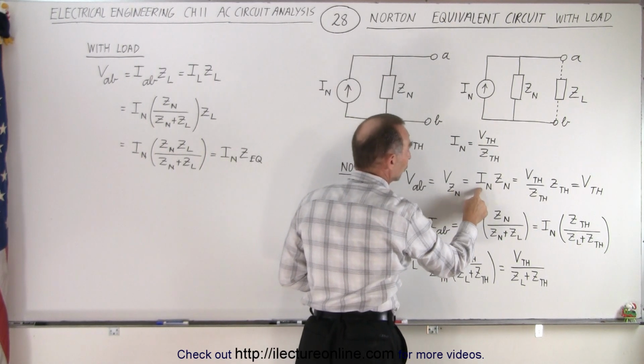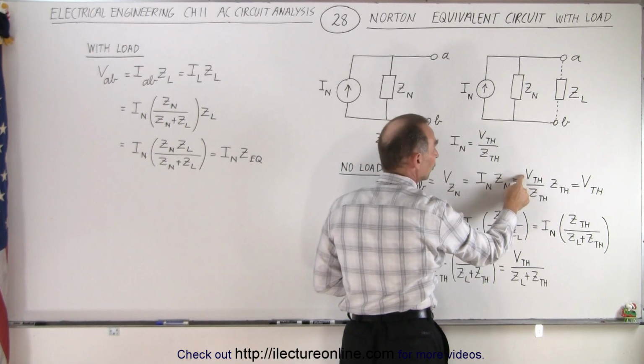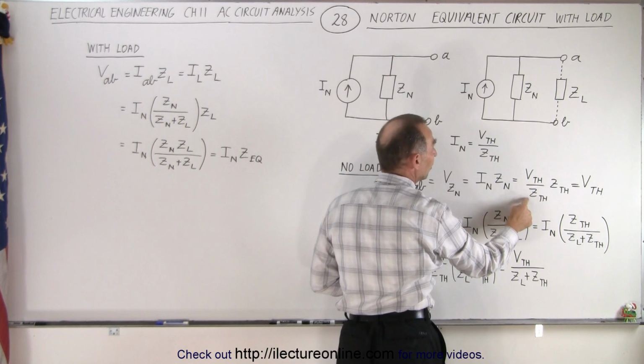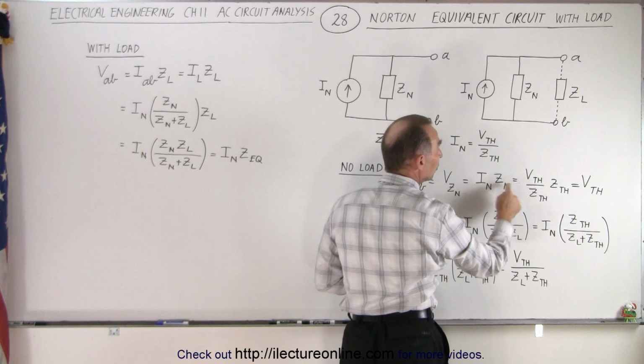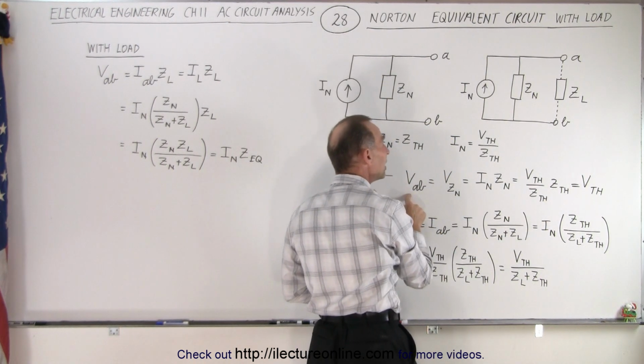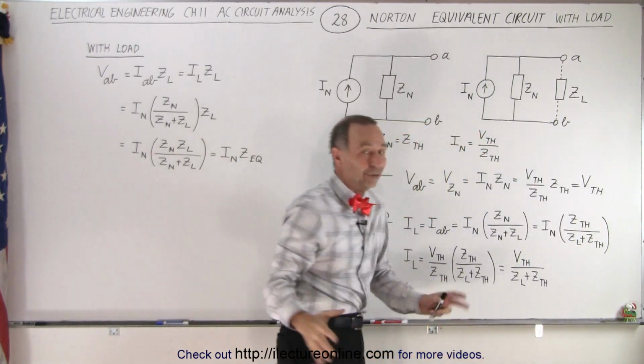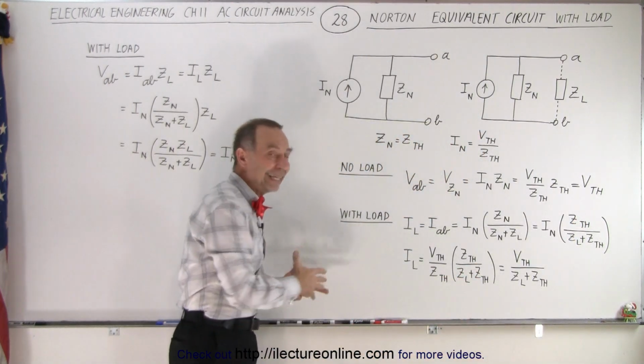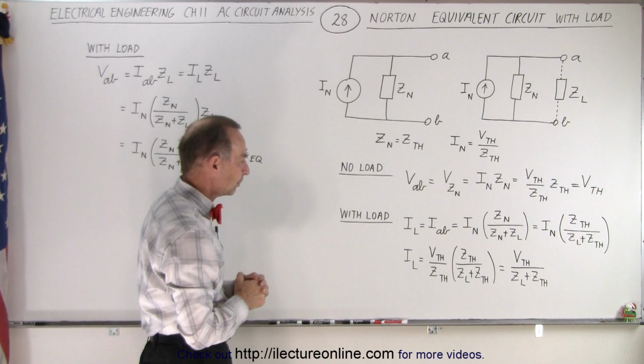And of course, to find the Norton current, that is the Thevenin voltage divided by the Thevenin impedance. And since the Norton impedance is the same as the Thevenin impedance, notice that the voltage from A to B is the same as the Thevenin voltage. That's no different than we found in the Thevenin equivalent circuit.